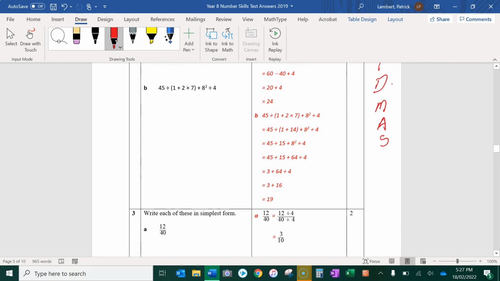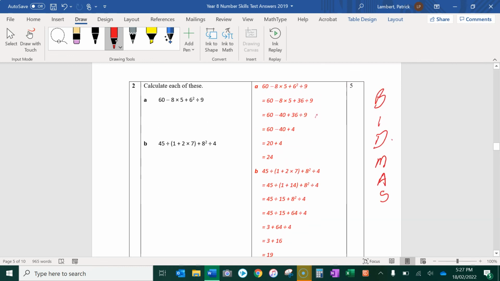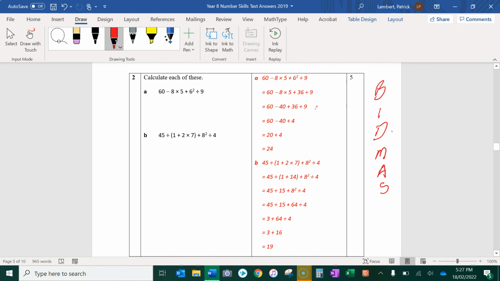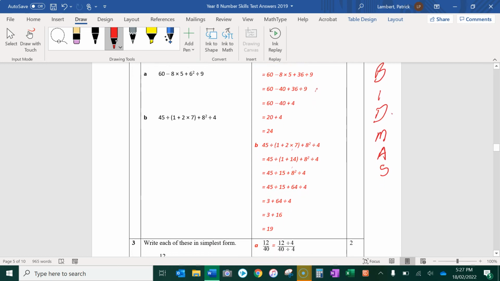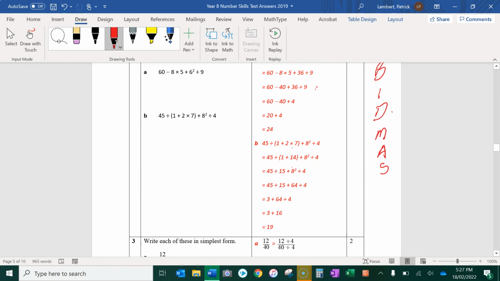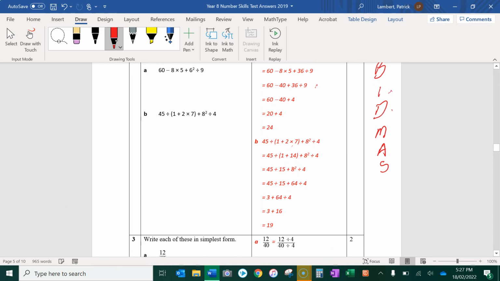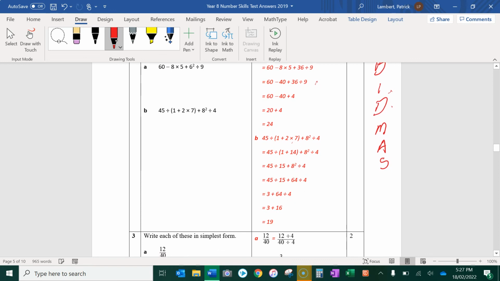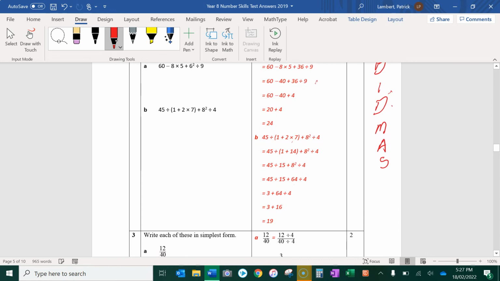This one here, if we look at BIDMAS, brackets are done first, so 1 plus 2 times 7. Inside the bracket here, 2 times 7 is 14, plus 1. So you have that. You've got 15 plus 8 squared. So then you've got 45 because you've got your BIDMAS here. 45 plus 15 plus 8 squared becomes plus 64 divided by 4. Right, division is done first here.